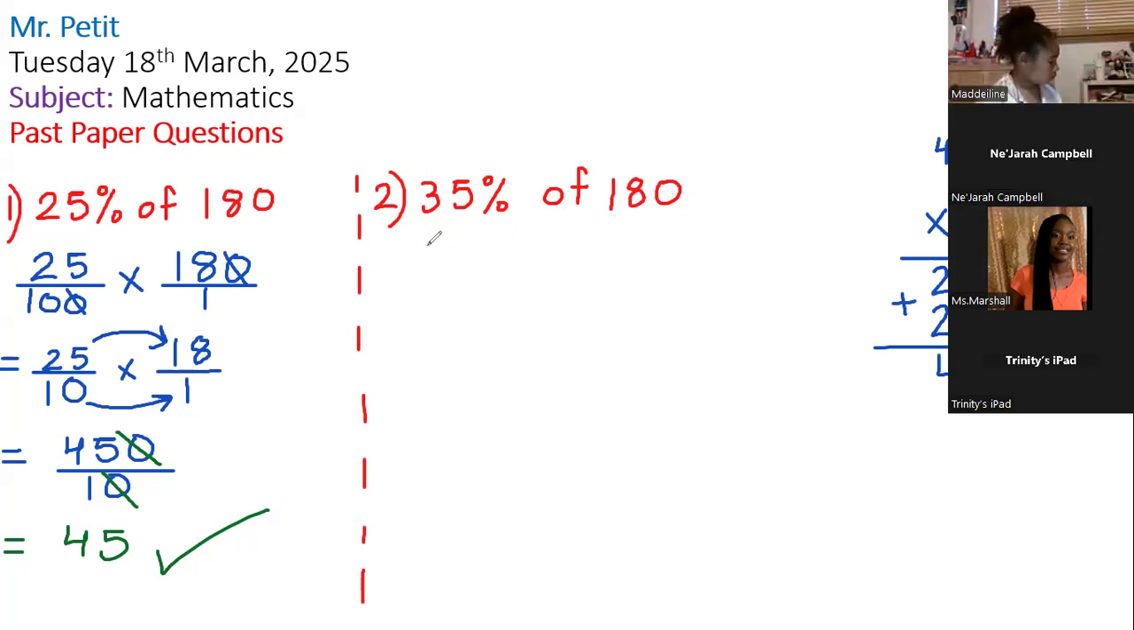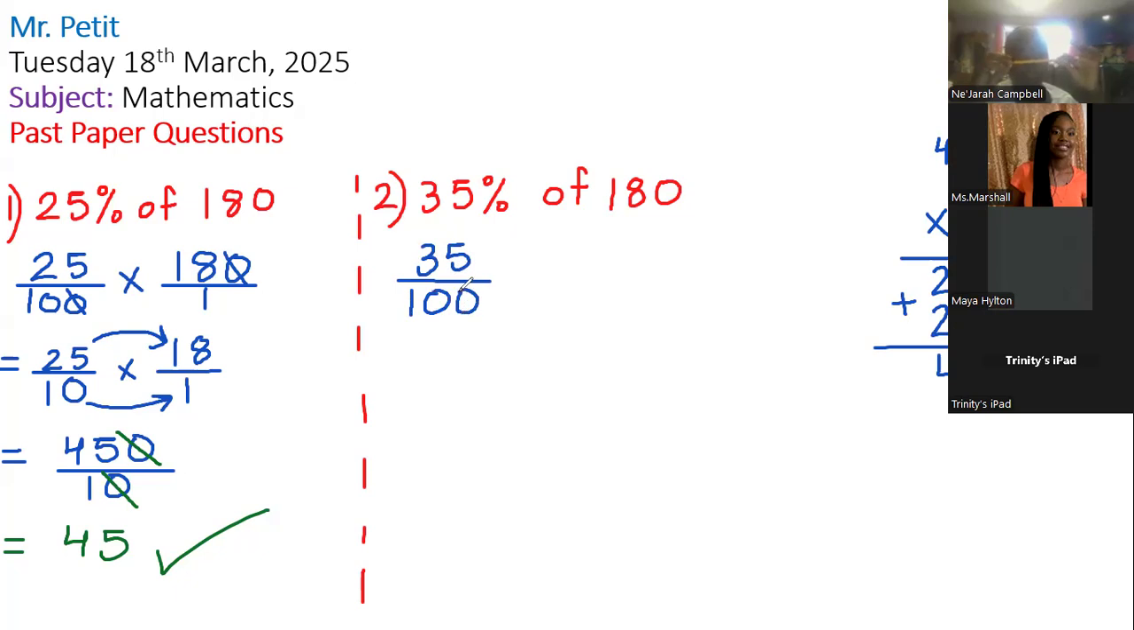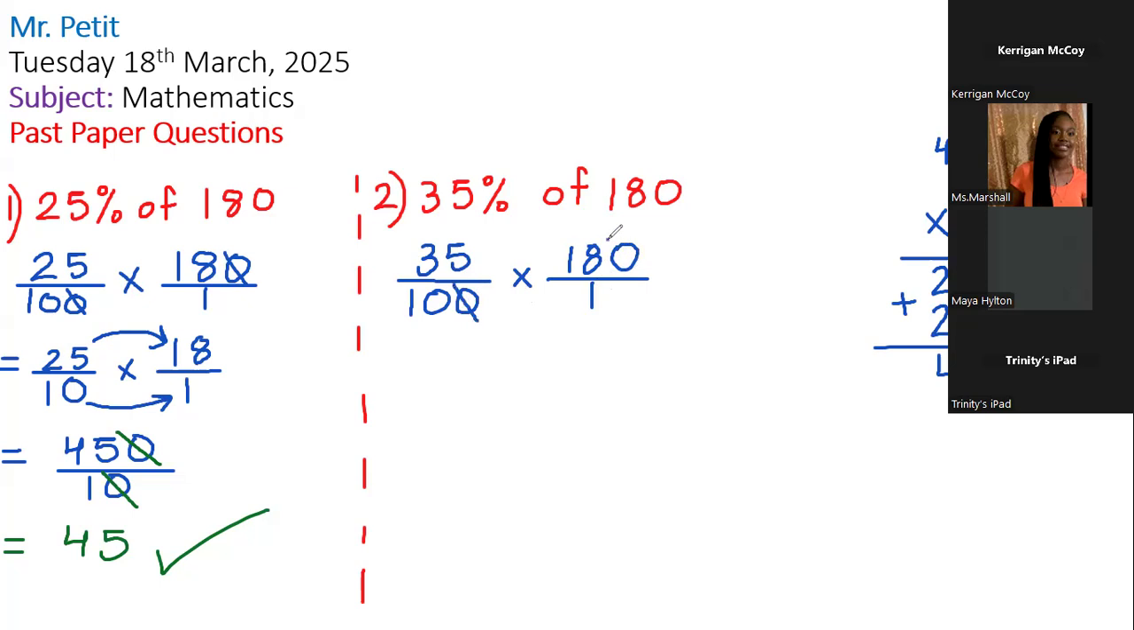Kaden, what are we going to do? So first you're going to write 35 over 100 and 180 over 1. Madeline, did you answer it yet? Yes, sir. Okay. 35 over what? 100. 35 over 100 multiplied by 180 over what? 1. Over 1. Very good. Then you cancel the zeros. We cancel the 0 and the 0. Very good.